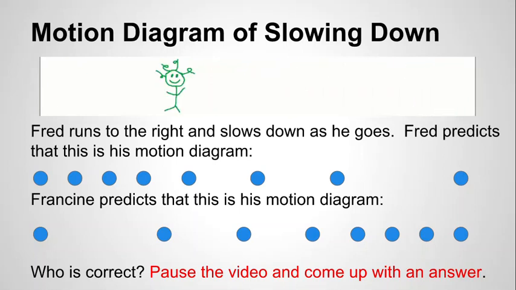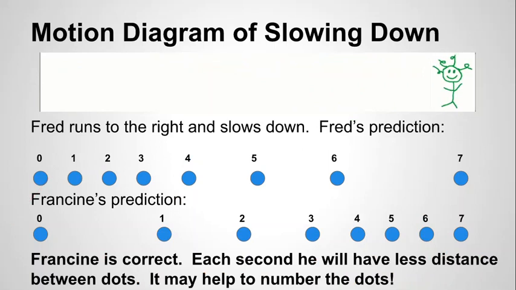What did you come up with? The answer is Francine is correct. You can number the dots 0, 1, 2, 3, and that'll help you get a better idea. We see that for the first second, Fred is traveling a greater distance per second than the last second, where he's traveling a smaller distance per second.